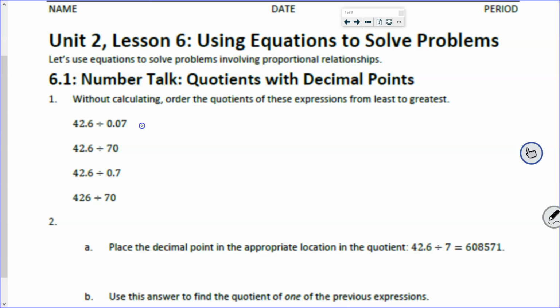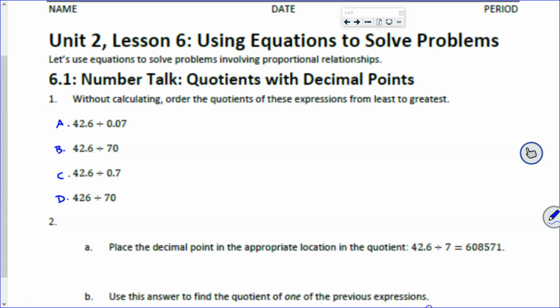How are we going to figure out which ones are going to be the bigger ones and which ones are going to be the smaller ones? Talk with your groups. We'll come back in about 60 seconds. Ready, set, go. In order to talk about these, I'm actually going to label them A, B, C, D, just to make it a little bit easier to talk about them.